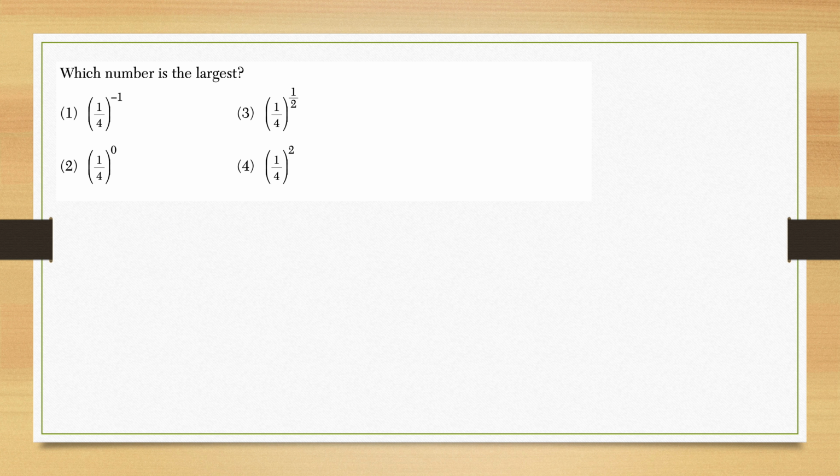Which one's largest? Chance to work on your exponent skills here. So, which number is largest? 1/4 to the negative 1. Oh, negative exponent, reciprocal, becomes 4 to the 1, which is just 4. 1/4 to the 0, anything other than 0 to the 0 is 1. 1/4 to the 1/2 means the square root of a quarter, which is a half. And 1/4 squared means a fourth times a fourth, which is 1/16. Of course, you can evaluate each of these on your calculator using that up arrow or caret button. Choice 1 is the largest.